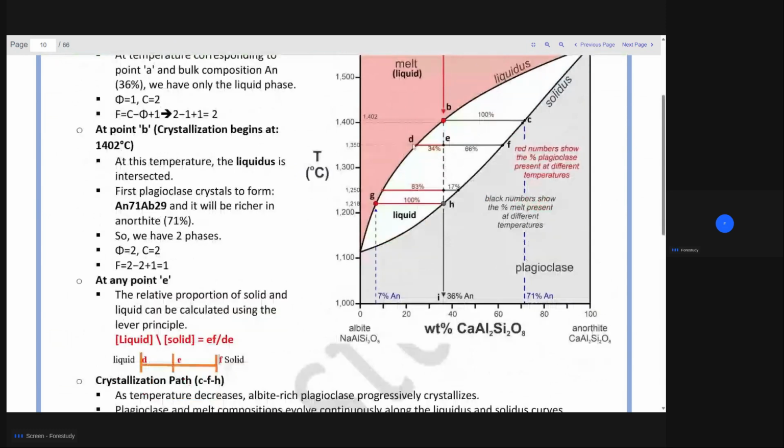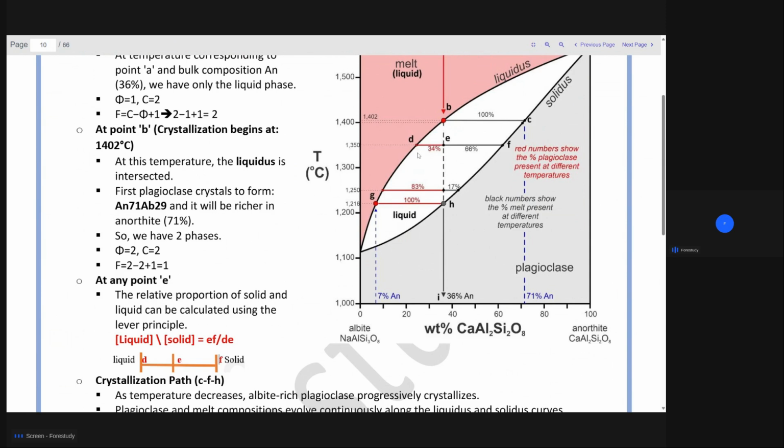Now the crystal that it will form at D will be, if we draw a horizontal line touching the solidus, this F. Now from F, we draw a vertical line touching the weight percentage, and wherever it hits, it will give that composition of albite and anorthite.